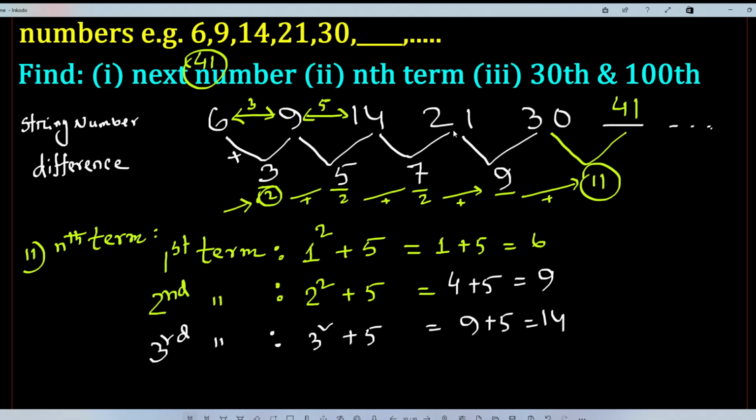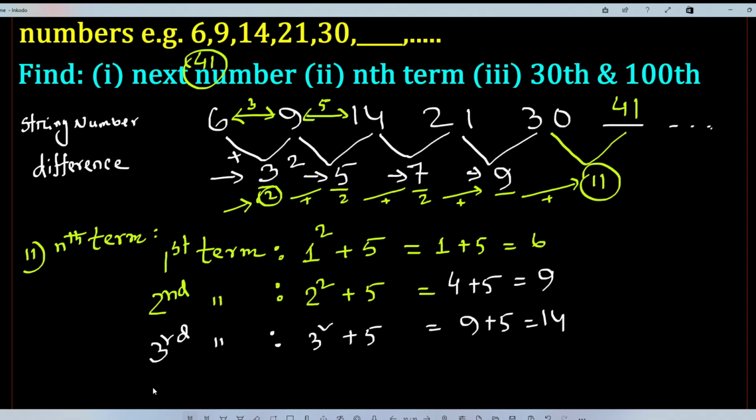here is 21, here is 30. It doesn't matter if we change the numbers, we have to find out the difference. Then if the difference is not similar, we should make another sequence. What is the difference? Look, this one is 3, this one is 5, this one is 7, this one is 9. So this difference is what? This difference is 2. Okay, so it becomes square.